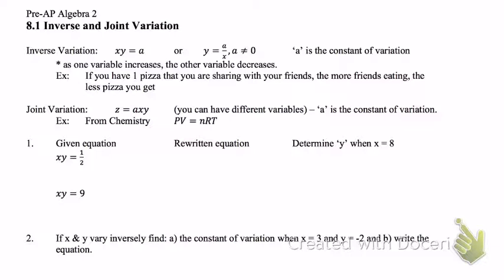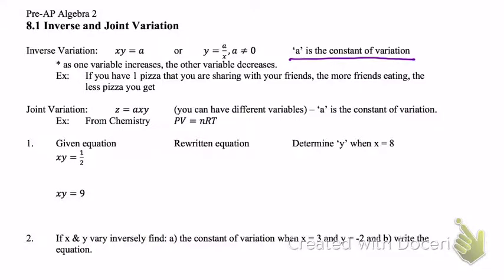But if you have an inverse relationship, that means that x and y are going to be on opposite sides of the equal sign. And as one goes up, so if y increases, then x decreases. Or if x increases, then y decreases. And we call A our constant of variation. So sometimes a question will ask you to solve for the constant of variation, or it'll ask you to solve for x or y. You're always solving for one missing piece.